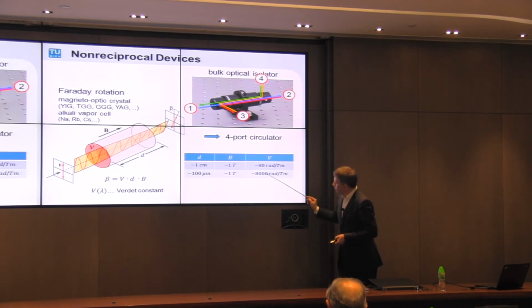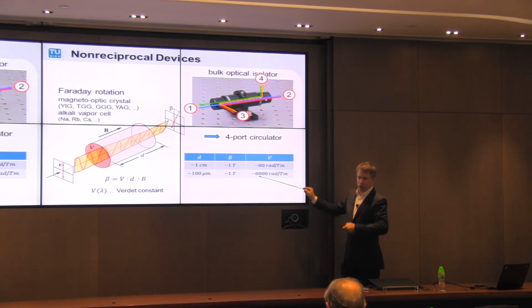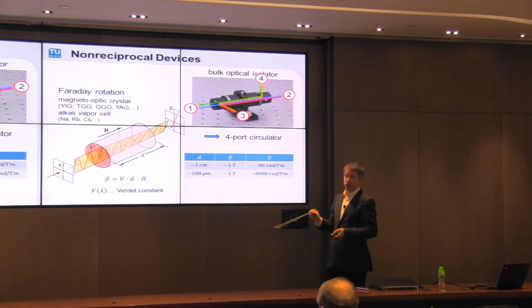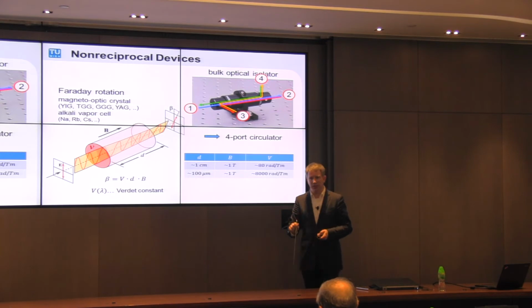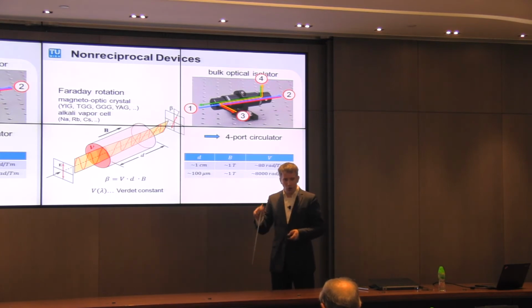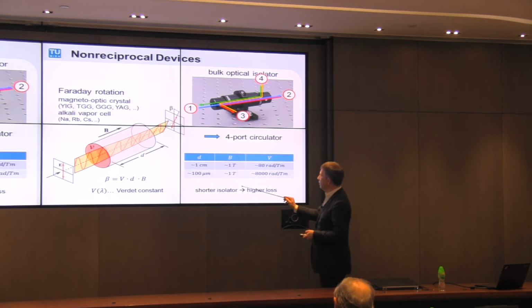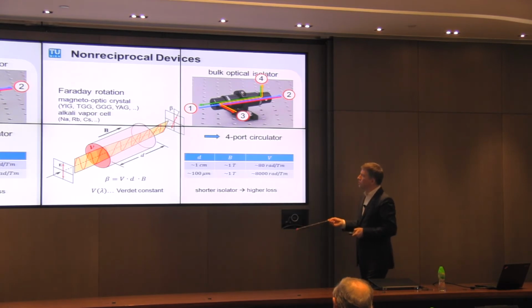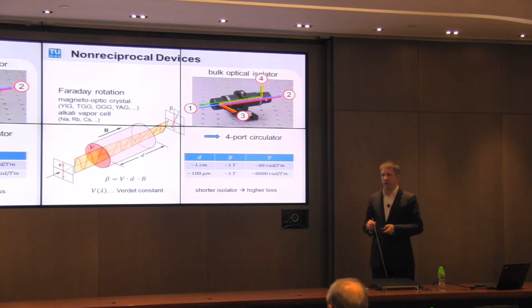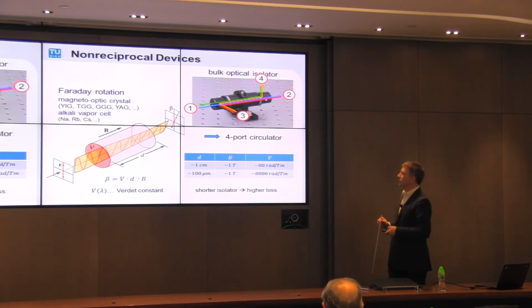Now, for certain wavelength ranges, you just don't have a material that has such a high Verdet constant. So there is no way of realizing a miniaturized isolator, say for 850 nanometers, the cesium wavelength. For other wavelengths, you may have such a high Verdet constant. However, the high Verdet constant comes at the expense of high loss as well. So the shorter the isolator, the higher the losses, because the Verdet constant also comes with a high absorption of the material. So this shows you that realizing non-reciprocal integrated optical devices is really a non-trivial task.